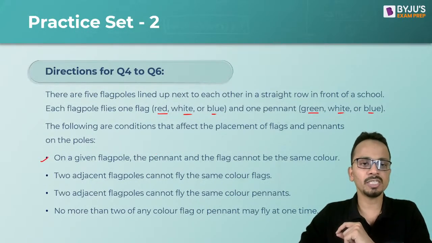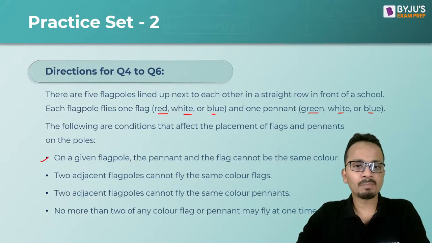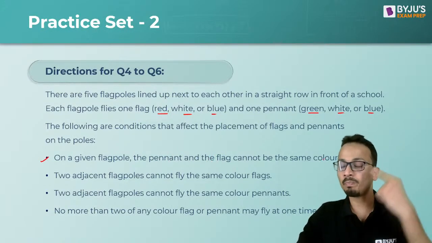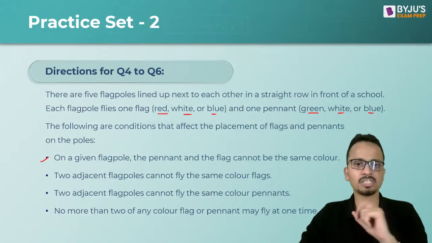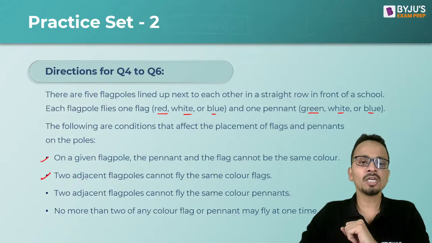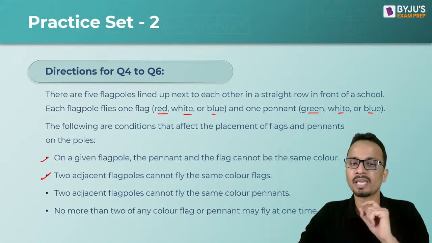So first condition says, on a given flagpole, the pennant and the flag cannot be of same color. So pennant and flag, they both should be of different colors. First condition. Second is, two adjacent flagpoles cannot fly the same color flag.